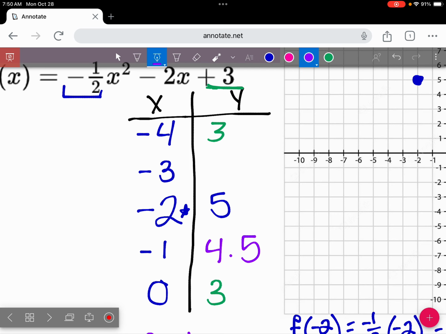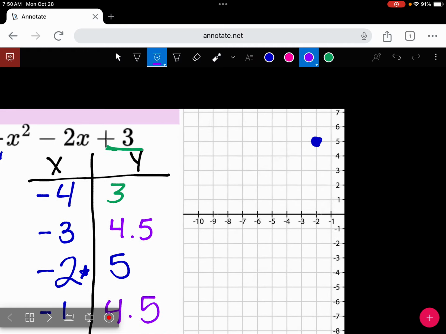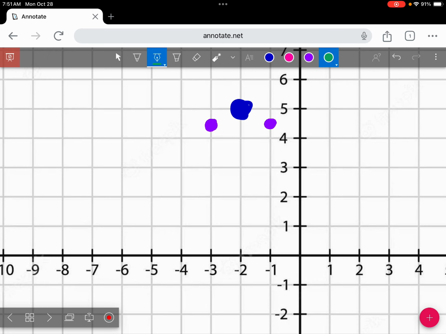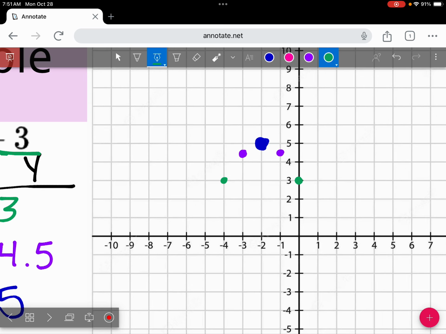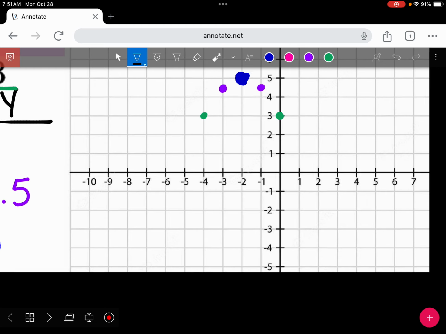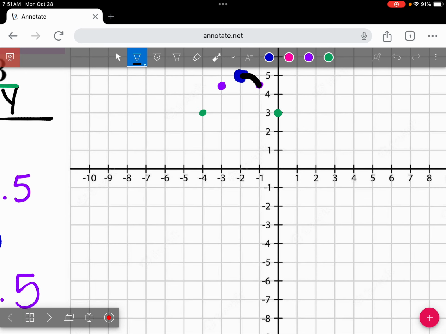Because since this is a quadratic, since it has this axis of symmetry, this guy will have the same exact value. So when we're plotting it up, our negative 3, 4.5, we're going to estimate it's about halfway between here and here. For my negative 3, 4.5, and my negative 1, 4.5. Then we have our 0, 3, and our negative 4, 3. And from there, we can really start to see the shape of this thing. So we're going to connect them up, doing as best as we can to make it not be super wonky.